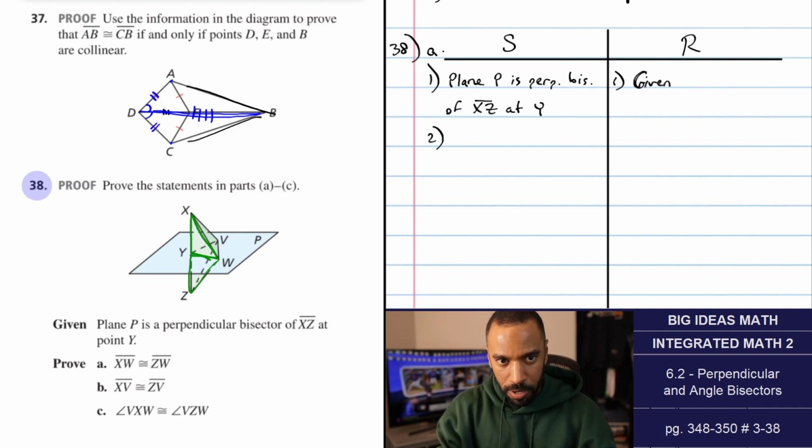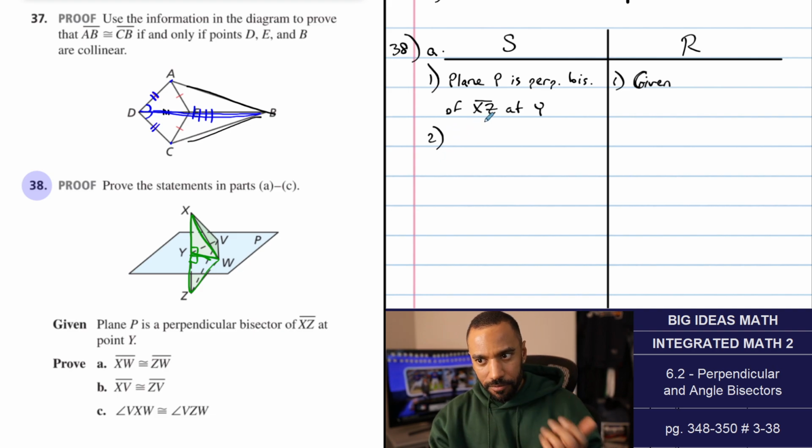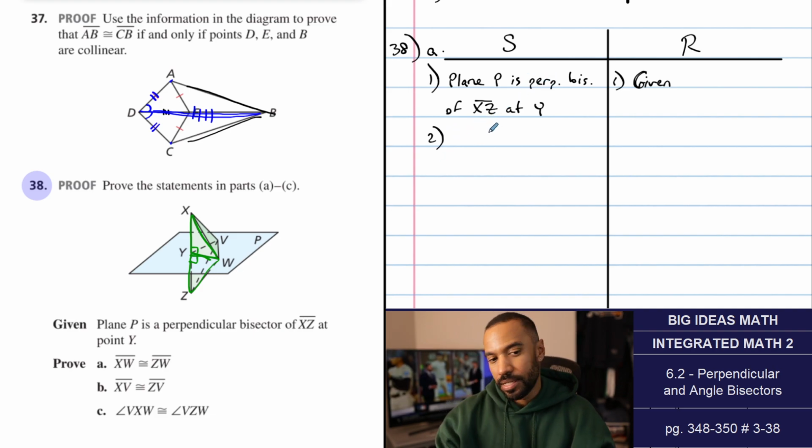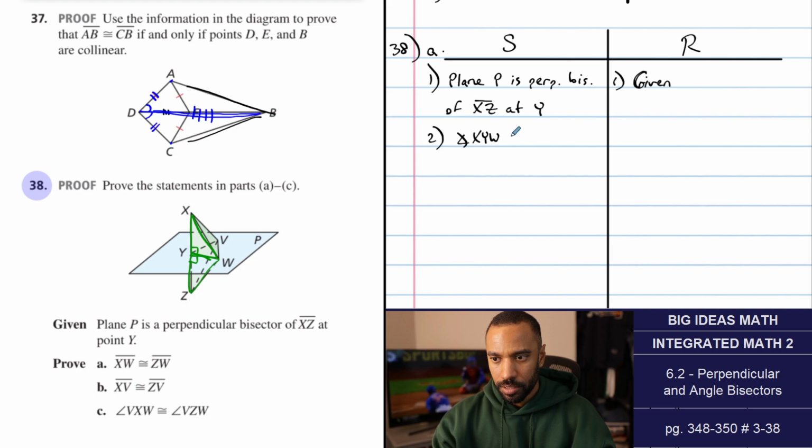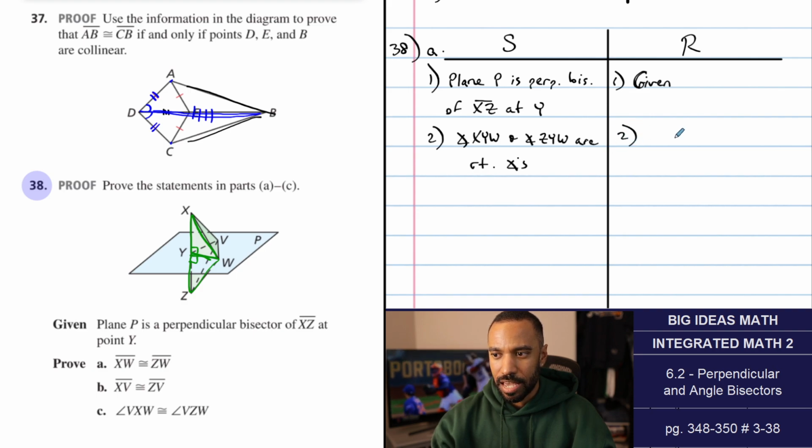The fact it's a perpendicular bisector means we have right angles here and here, and that's what I need to write next, right? If it's a perpendicular bisector, the perpendicular part means that angle XYW and angle ZYW are right angles, because that's the definition of perpendicular lines.